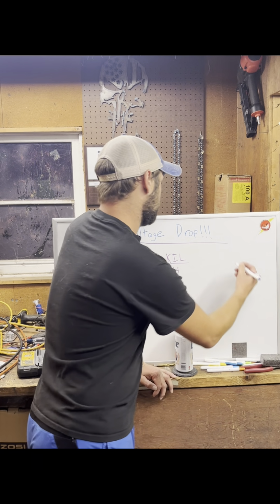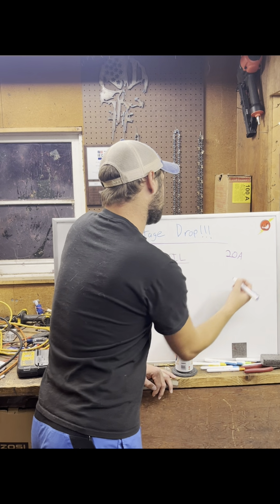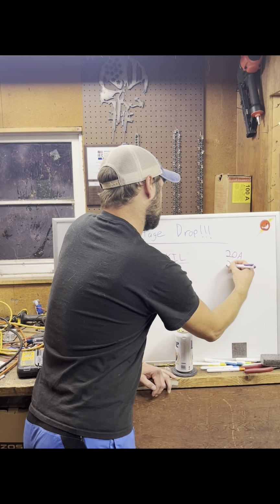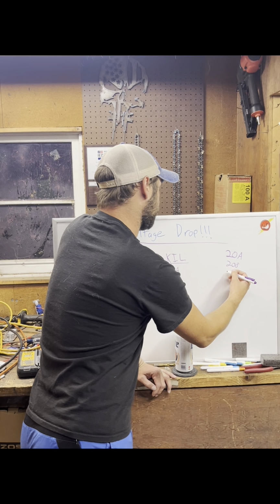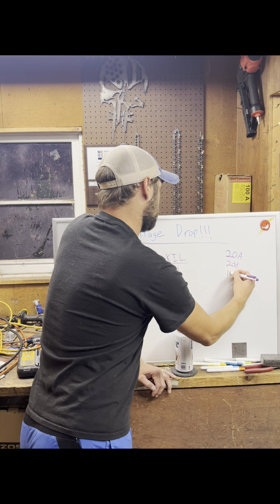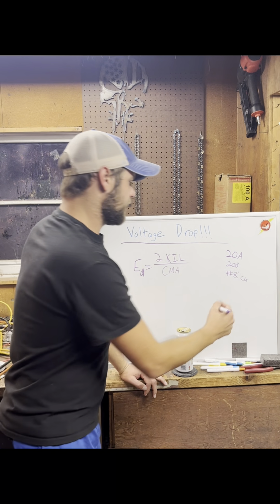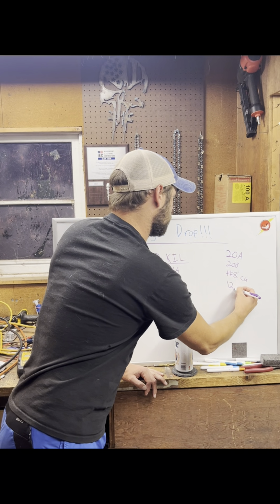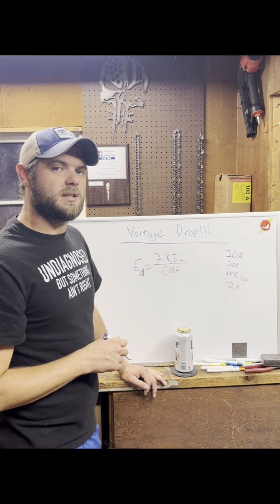So let's say we got a load that's drawing 20 amps and it's 200 feet away from the panel and we're feeding it with number 8 copper. Oh, and the K constant is going to be 12.9. Like I said, go check out my other video. It should make a lot more sense if you go back and watch it.